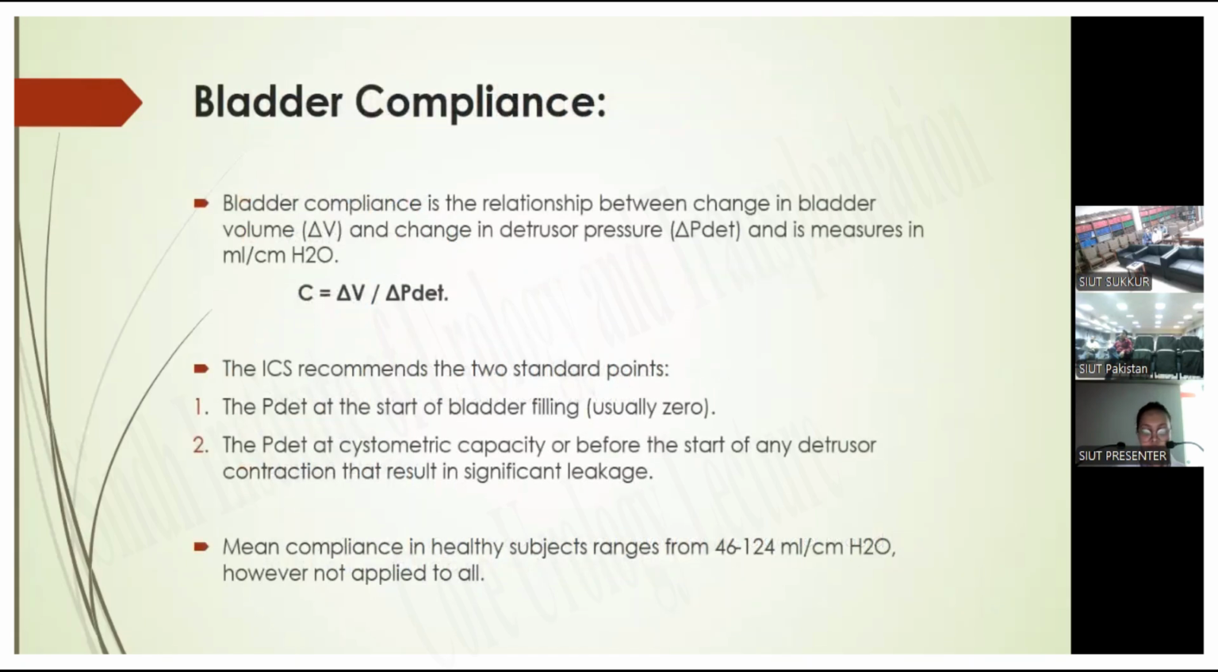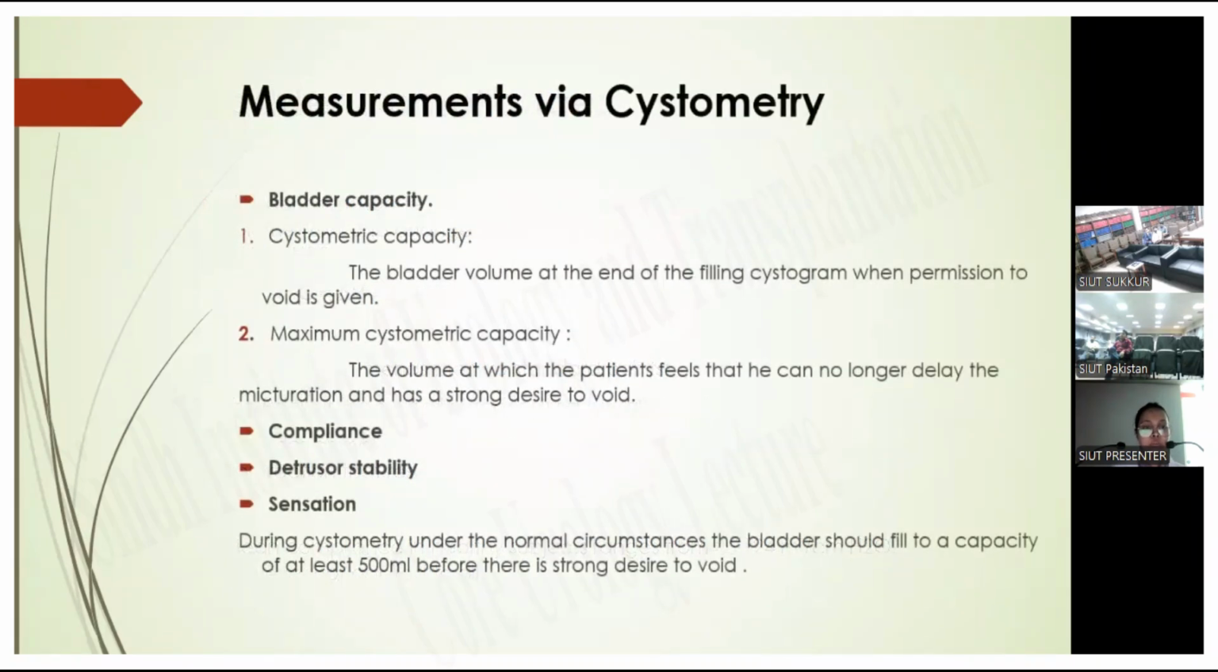First of all, there is bladder capacity: cystometric capacity and maximum cystometric capacity. The difference is this: cystometric capacity is the bladder volume at the end of the filling cystogram, when permission to void is given to the patient. Maximum cystometric capacity is the volume at which the patient feels he can no longer delay micturition and has a strong desire to void. There is not much difference between them, but cystometric capacity ends at the time when we give permission to the patient to void, while maximum cystometric capacity is quite higher.